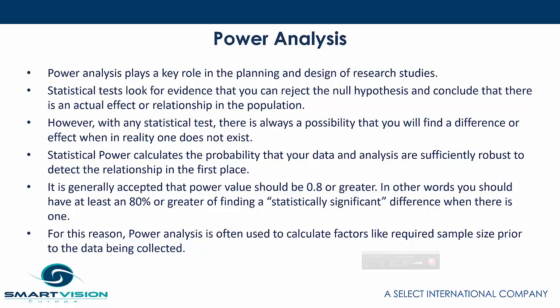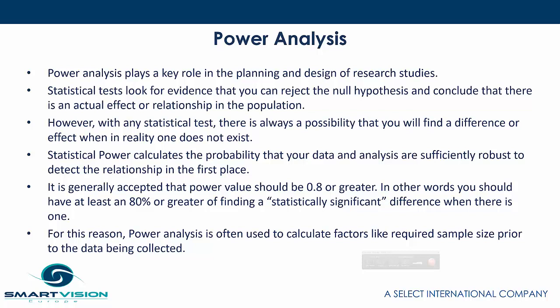Statistical power calculates the probability that your data or analysis are sufficiently robust to detect the relationship in the first place. So it's basically telling you how strong your statistical test is, or how strong your study is, based upon the amount of data that you've collected and the variation in the number of groups you're trying to compare, etc. It's generally accepted that, just as with statistical tests, you have an alpha level of 0.05. That's the point at which you reject or accept a null hypothesis, or 5% level. In power analysis, it's generally accepted that the power value should be 0.8 or greater.